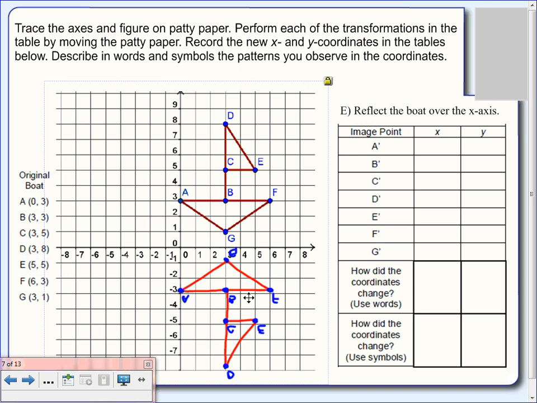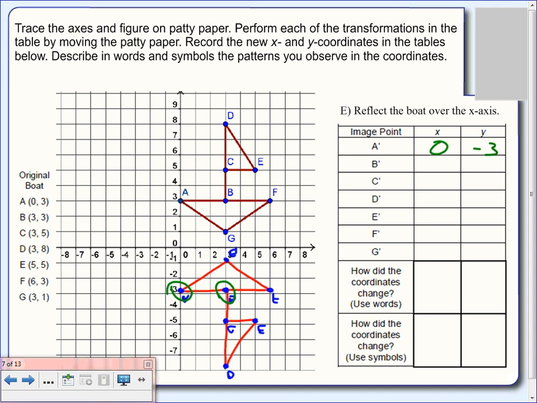Now that we flipped it, obviously we've got some new points, new ordered pairs. So let's go ahead and identify those ordered pairs. Let's start with A. What is the ordered pair for A now? 0, -3. That's this one down here. What about B? Where is B at?